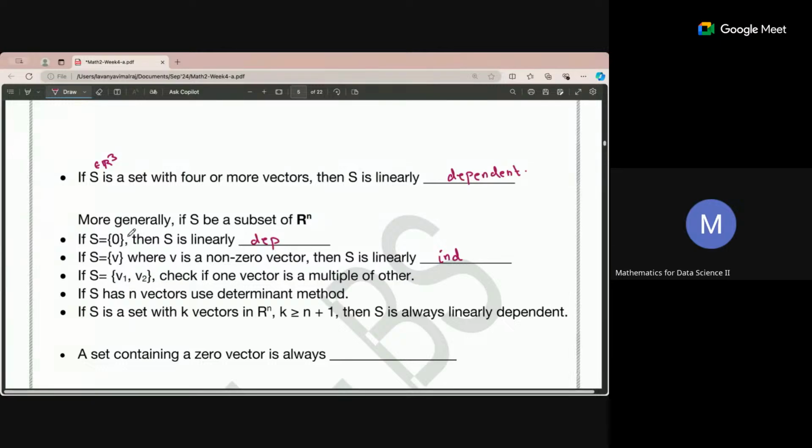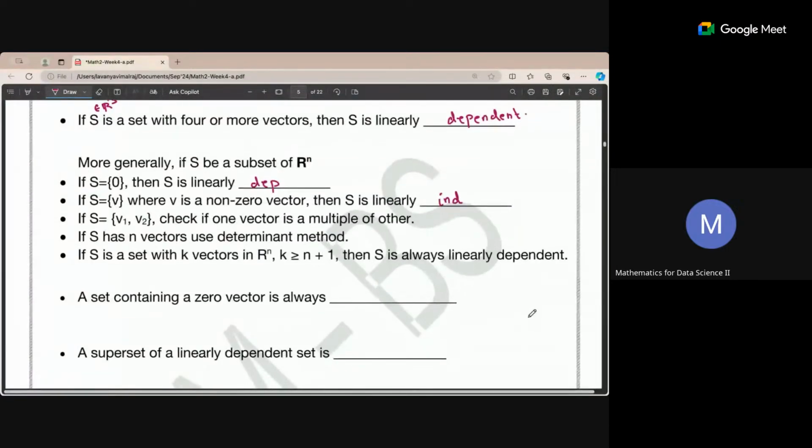Right. If S is {v1, v2}, just check whether one vector is a multiple of the other. If S has exactly n vectors, then you have to use the determinant method, which you already know. If S is a set with k vectors where k is greater than or equal to n plus 1, then S is always linearly dependent. So these are the basic things you should know about any subset of Rn. If a set contains a zero vector, it is always linearly dependent. A superset of a linearly dependent set is always linearly dependent.